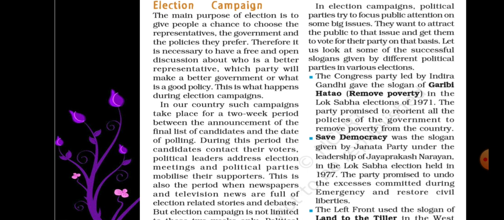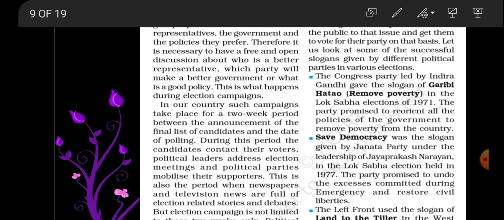Then in the West Bengal Assembly, there was a slogan, land to the tiller. What? Land to the tiller. Then, protect the self-respect of Telugus, by N.T. Ramarao. N.T. Ramarao is the leader of the Telugu Desam Party in Andhra Pradesh, and his slogan is protect the self-respect of Telugus.